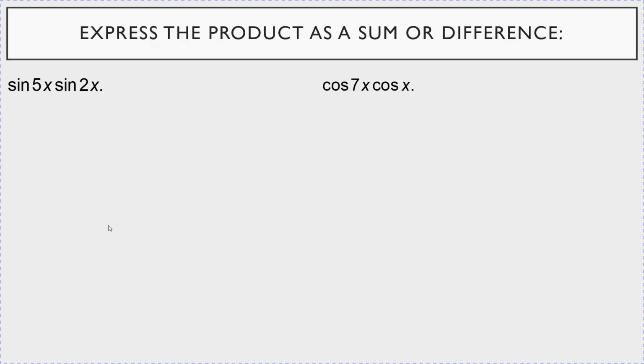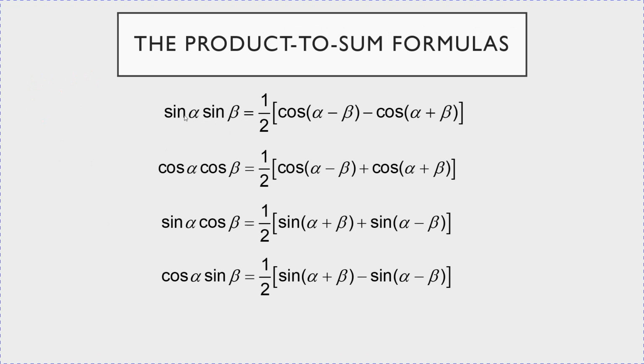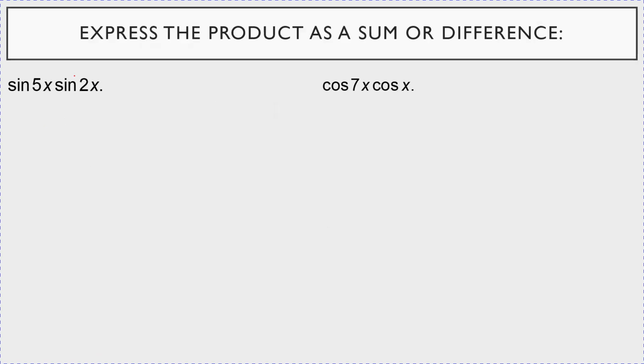All right, so let's express this product, where I'm multiplying two trigonometric functions, as a sum or a difference. Here I have sine of 5x times sine of 2x. Well, that looks a lot like this formula right here. So this is my alpha and this is my beta.